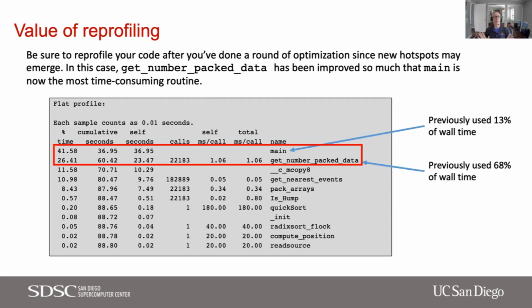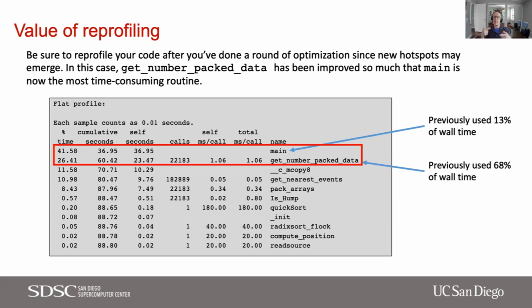Once you start optimizing your code, make sure that you go back and reprofile. So this was a case where we were able to optimize get number packed data so well that it's now no longer the hotspot. It's reduced down to using only 26% of the time, and now main has risen to the top.